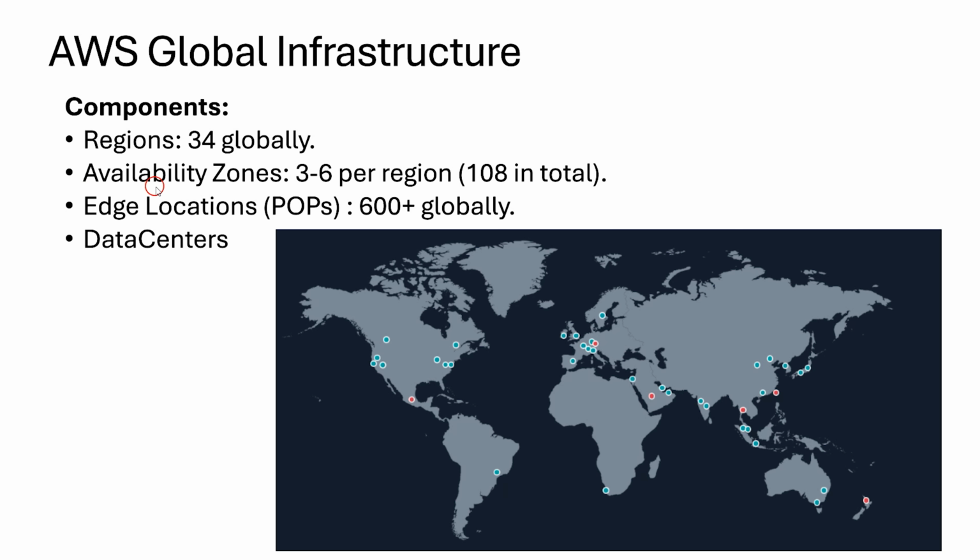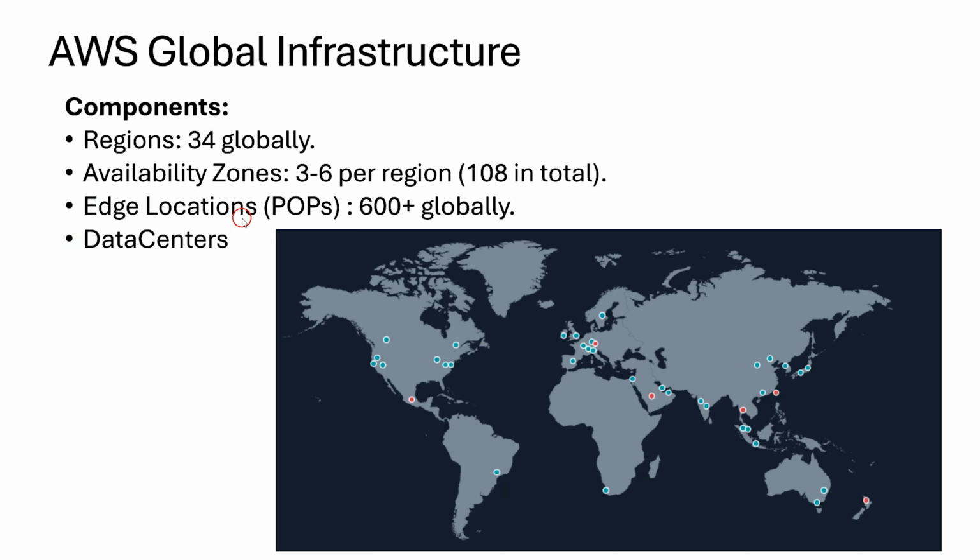And now we have availability zones, right, which are a part inside the region. So inside a region you will have availability zones, and each region may have a minimum of three availability zones to a maximum of six availability zones. Okay, so each region can have three to six availability zones, and in total, globally, we have 108 availability zones available.